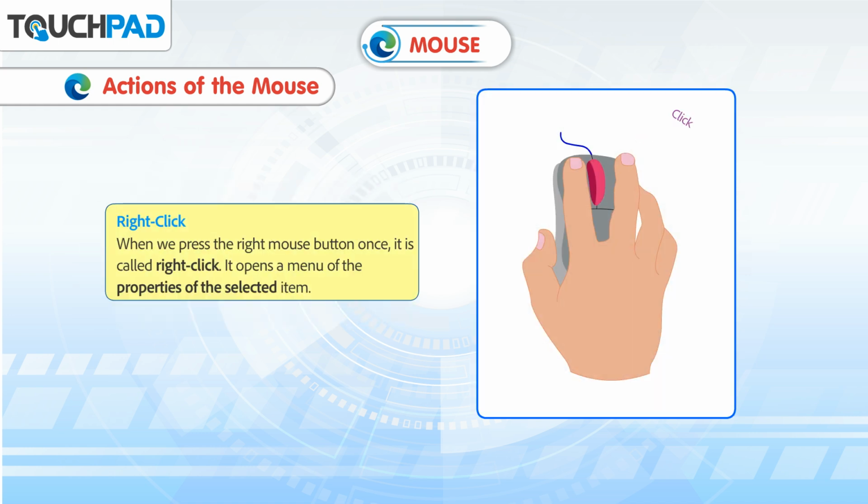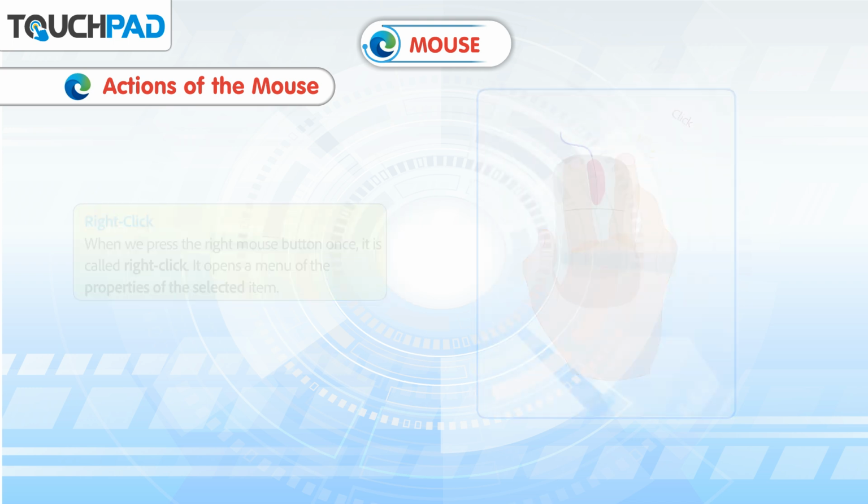Right click. When we press the right mouse button once, it is called right click. It opens a menu of the properties of the selected item.